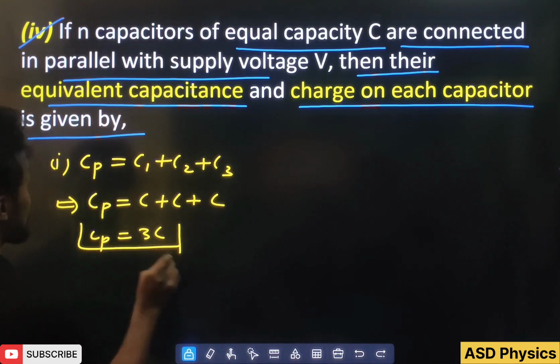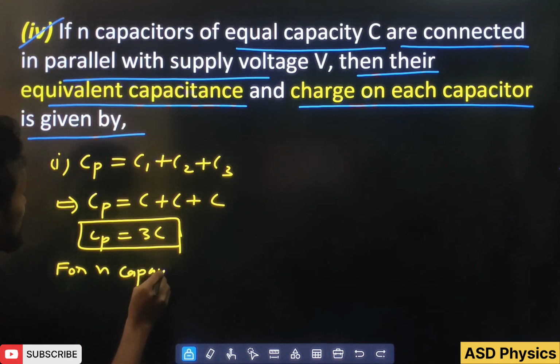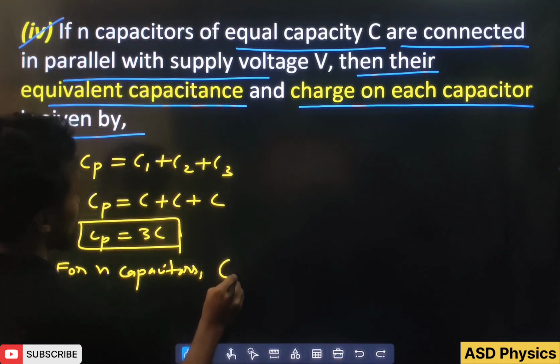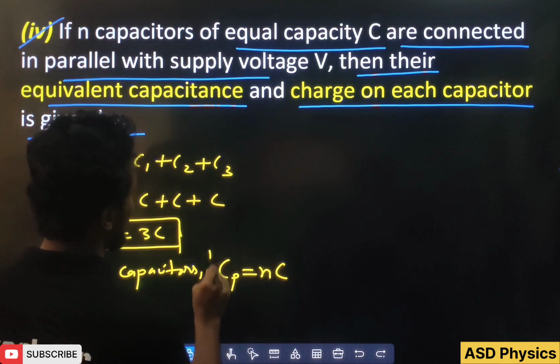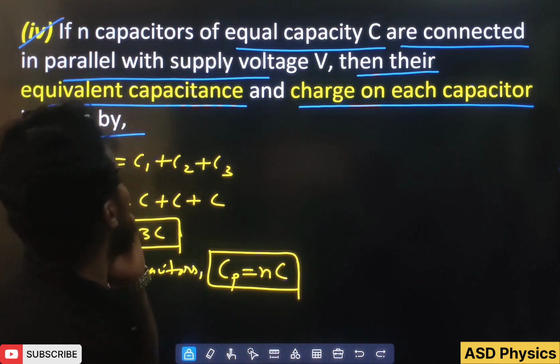I am telling n capacitors, not n plates. So for n capacitors, what can we write here? Cp is equal to nC. Cp will be what here, students? nC.